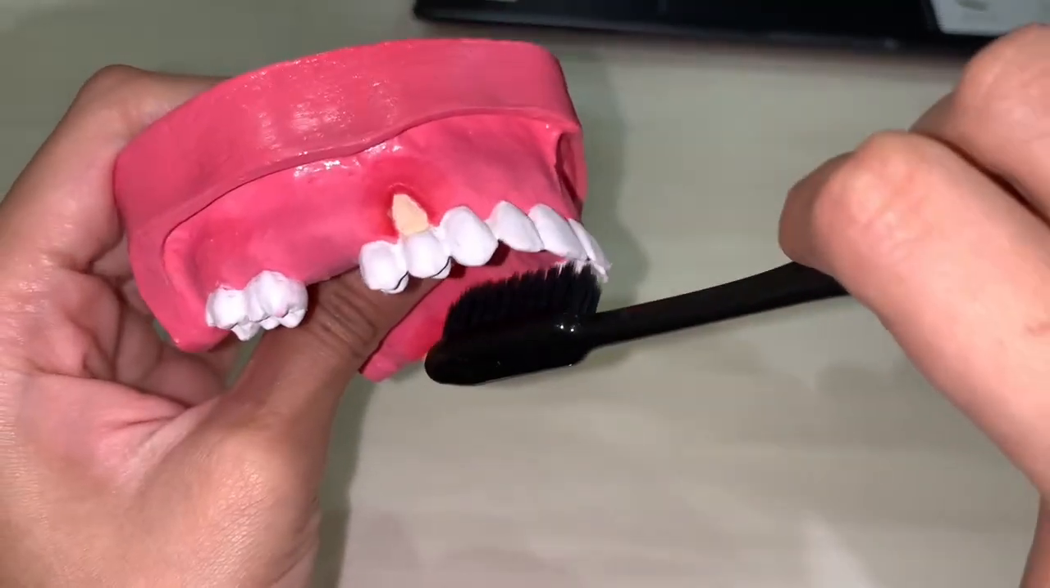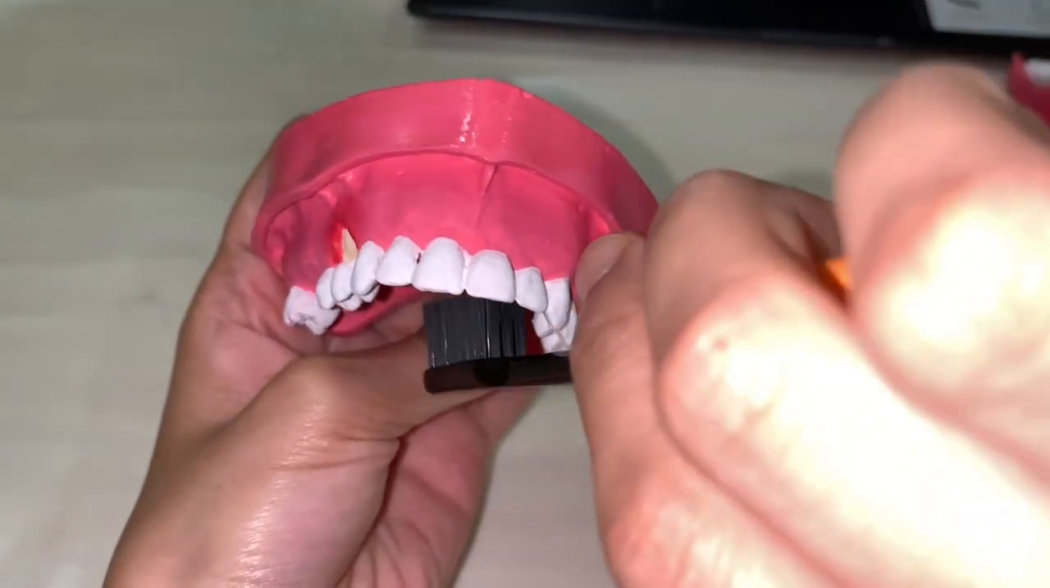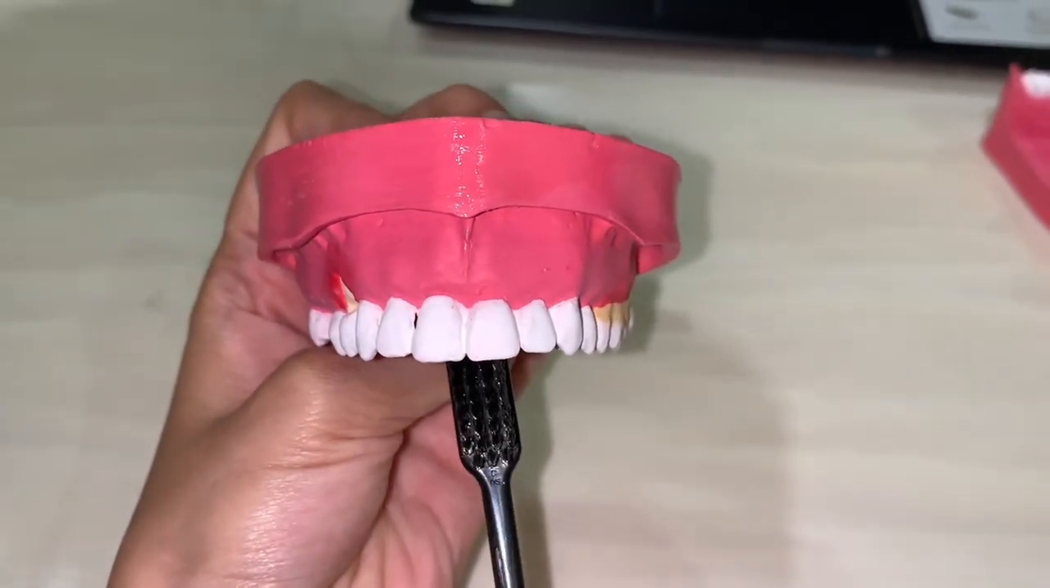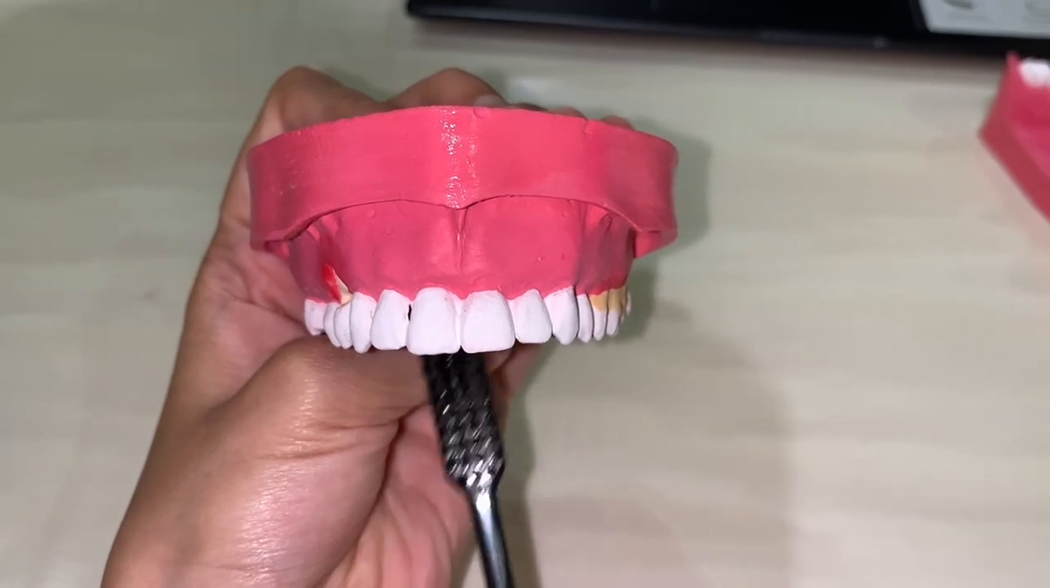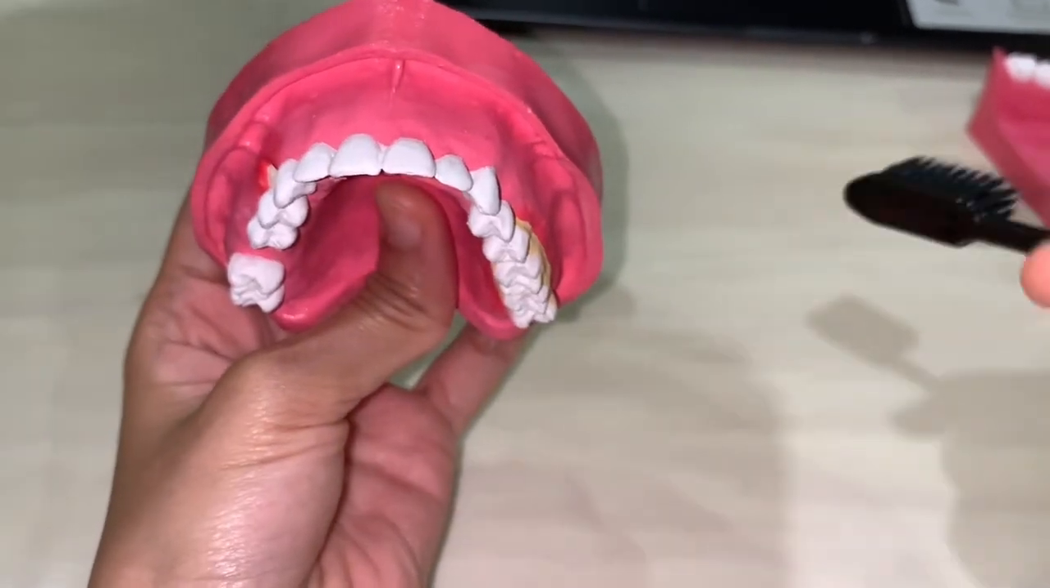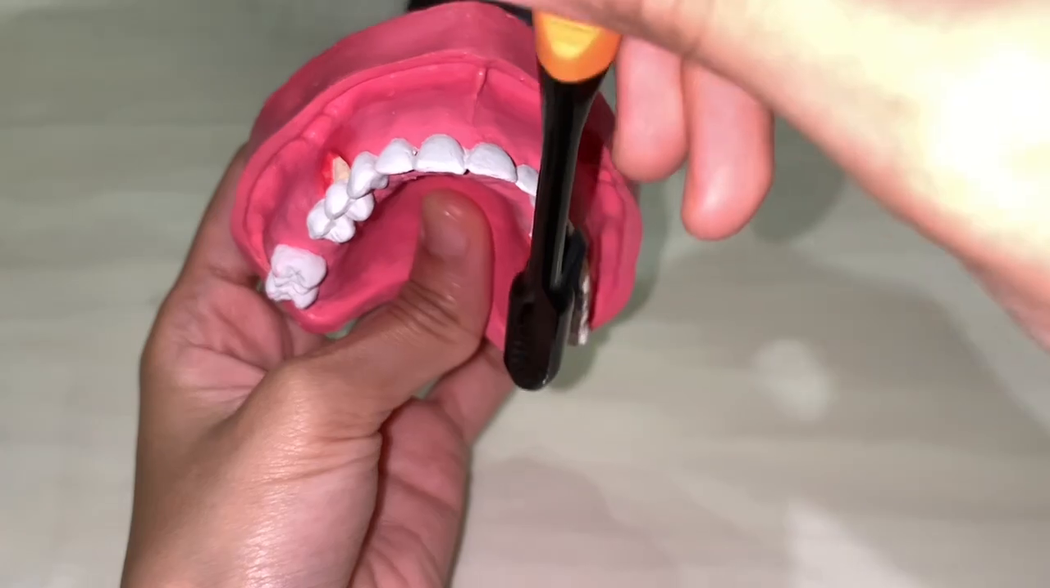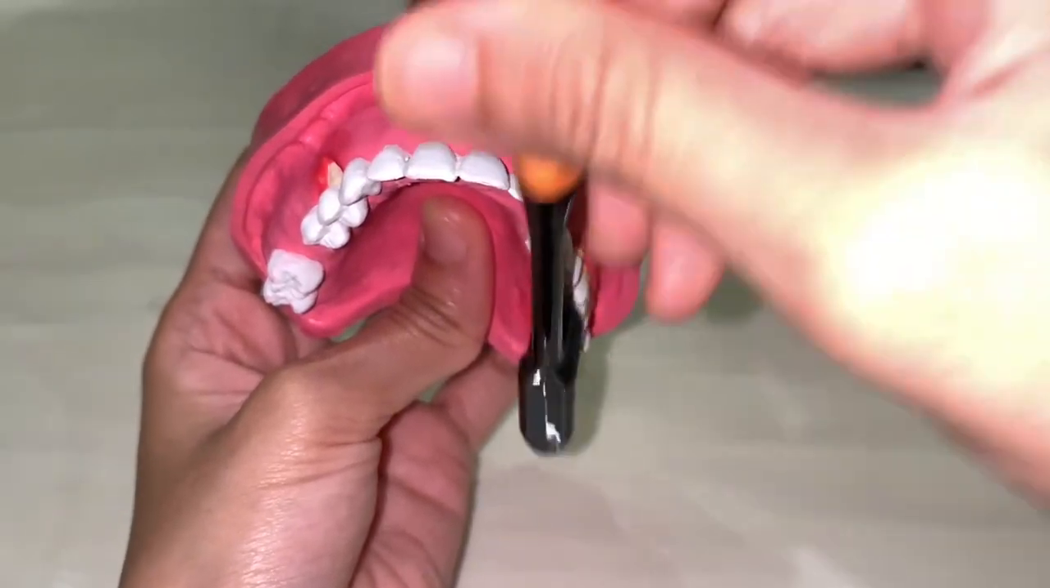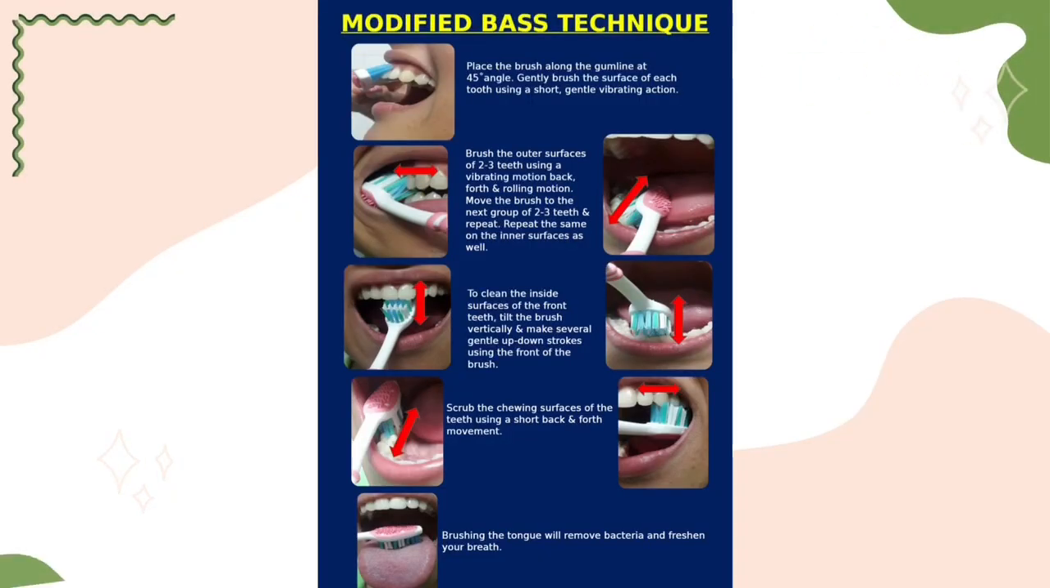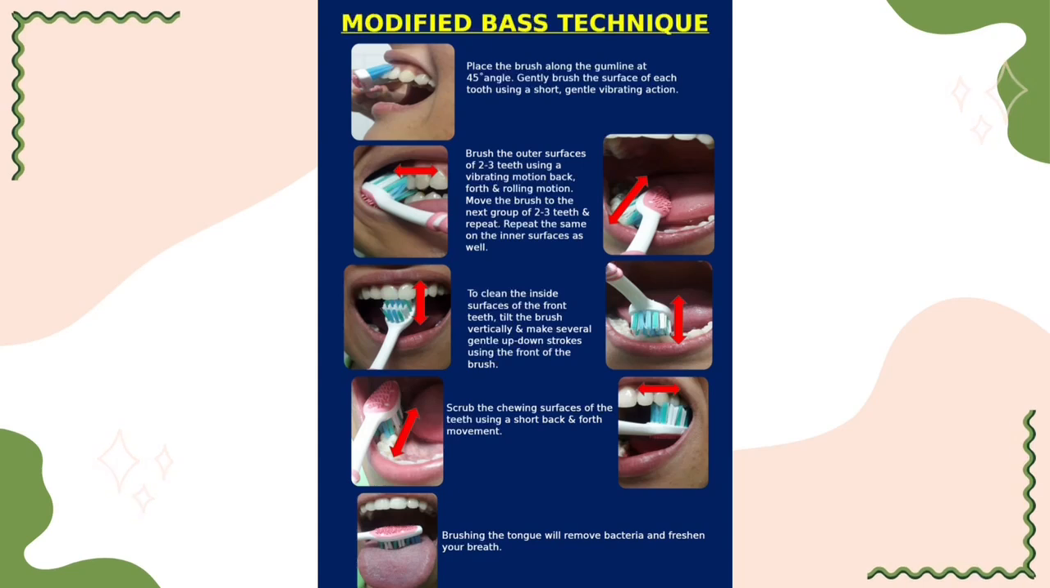To clean the inside surfaces of the front teeth, tilt the brush vertically and make several gentle up-down strokes using the front of the brush. Scrub the chewing surfaces of the teeth using a short back and forth movement. Lastly, brushing the tongue will remove bacteria and freshen your breath.